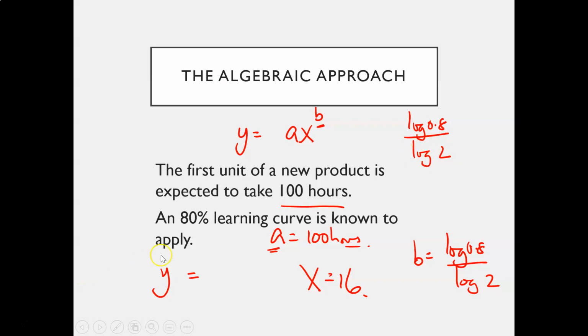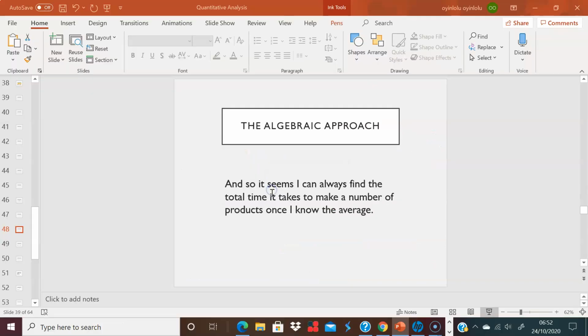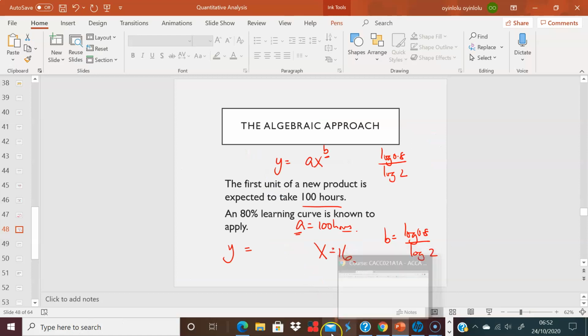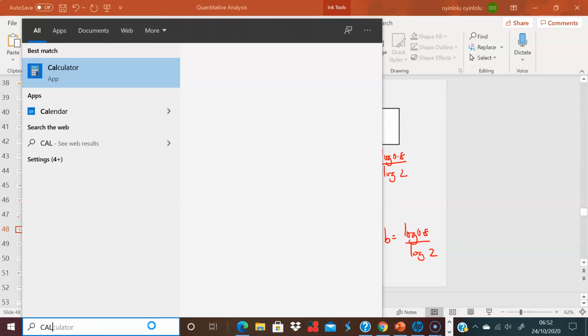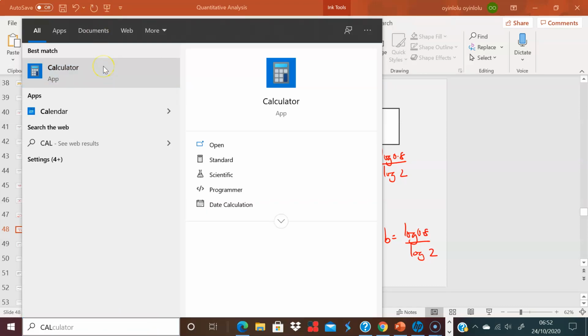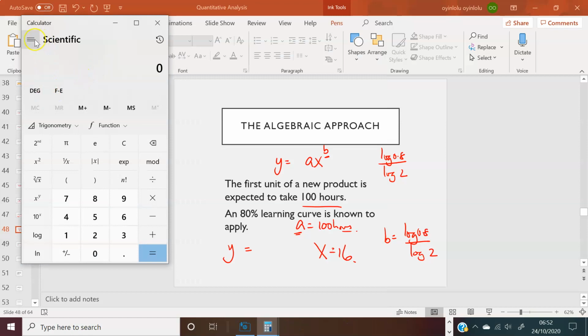So like I said, just to show you how this would work, I dug out my calculator. Where is it? Let's find it again. Calculator. Yeah, here we are, scientific calculator. Some calculators you might need to type in the figure first. I'm going to try it both ways just to show you that there's nothing tricky. So that's 0.8, and then I click log, and it gives me my answer.